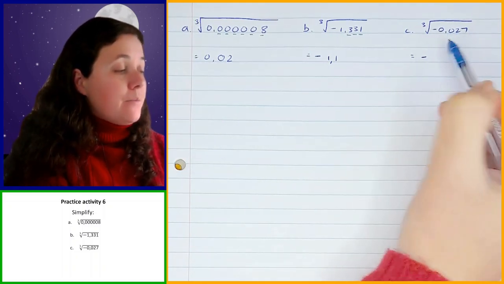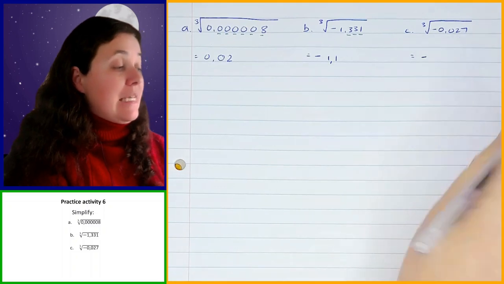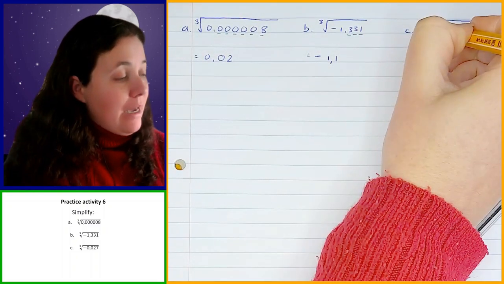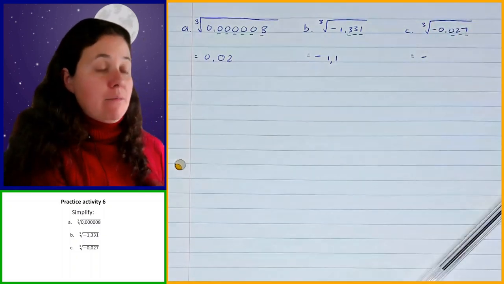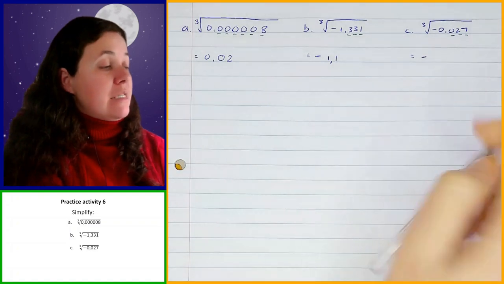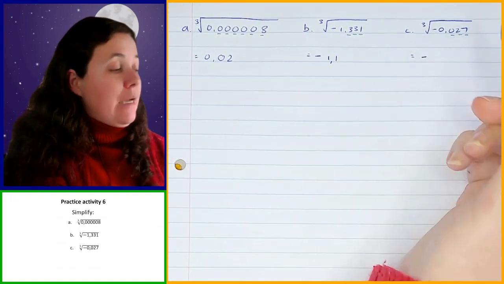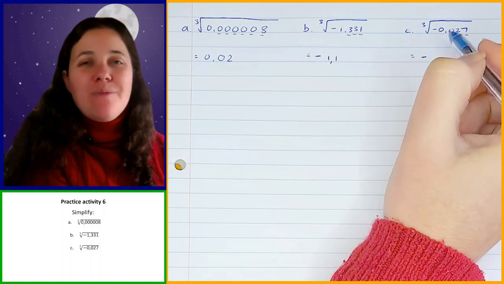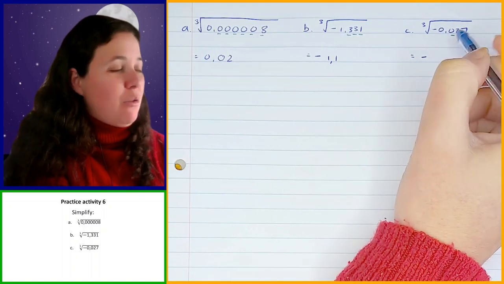Okay, and then when I have, in this case, three decimal places, I need to make sure that I divide that number of decimal places by 3 to know how many decimal places my cube root must have. So if I divide that by 3, I get 1, sorry. So my cube root must have 1 decimal place.